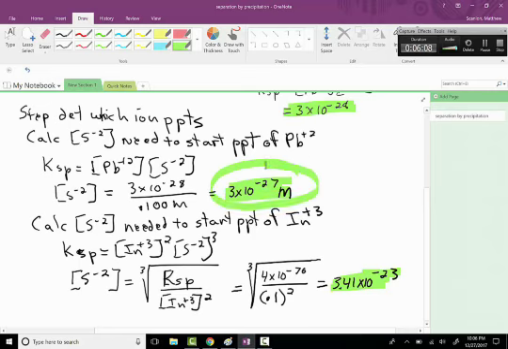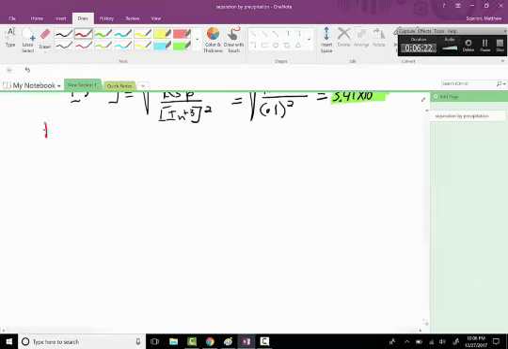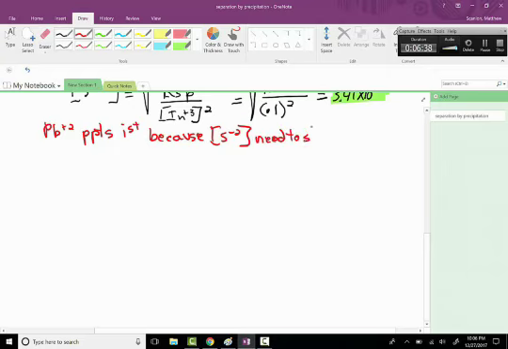Okay, so I have this one and this number. Clearly, that's a smaller amount of sulfide. 10 to the minus 27 is smaller than 10 to the minus 23rd. So the lead precipitates first. I'll make a statement to that effect. Pb plus 2 precipitates first because the concentration of sulfide needed to start precipitation is less.